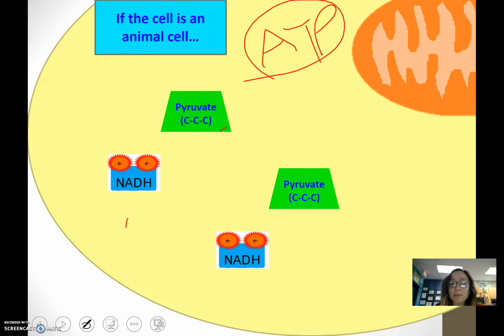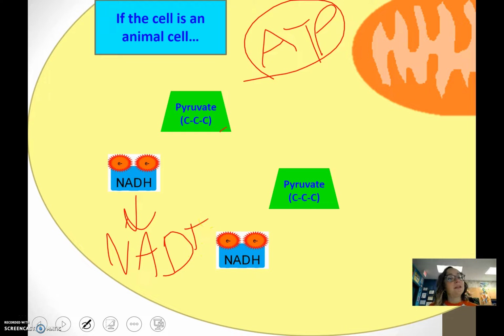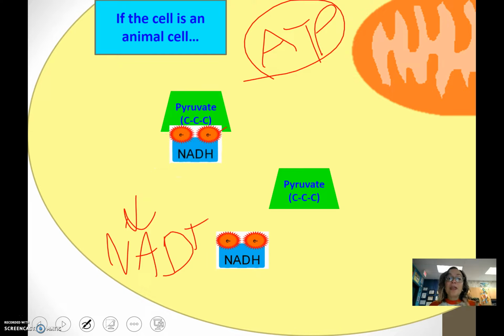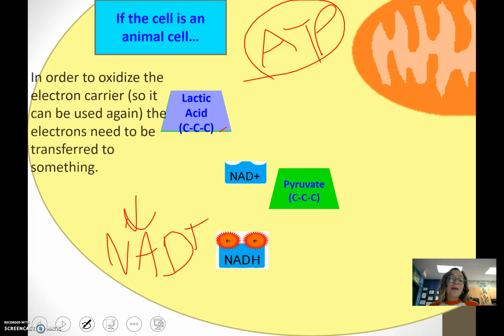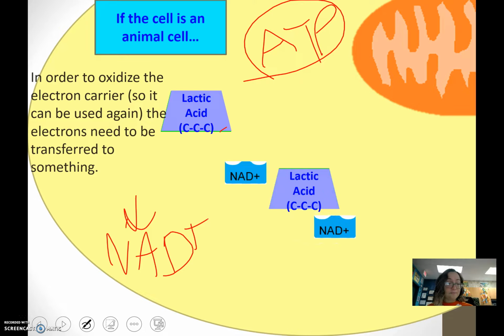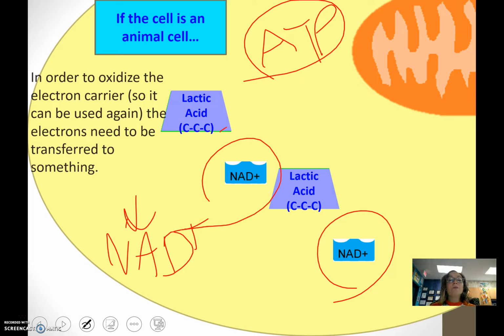So what's going to happen is we need a place to turn this NADH back into NAD+ so we can continue glycolysis. Well, pyruvate's not being used for anything. So in a chemical reaction, we're going to oxidize our electron carrier and basically reduce pyruvate. When that happens, pyruvate will be converted into lactic acid. And this is going to regenerate our electron carriers so they can be used again to continue glycolysis.